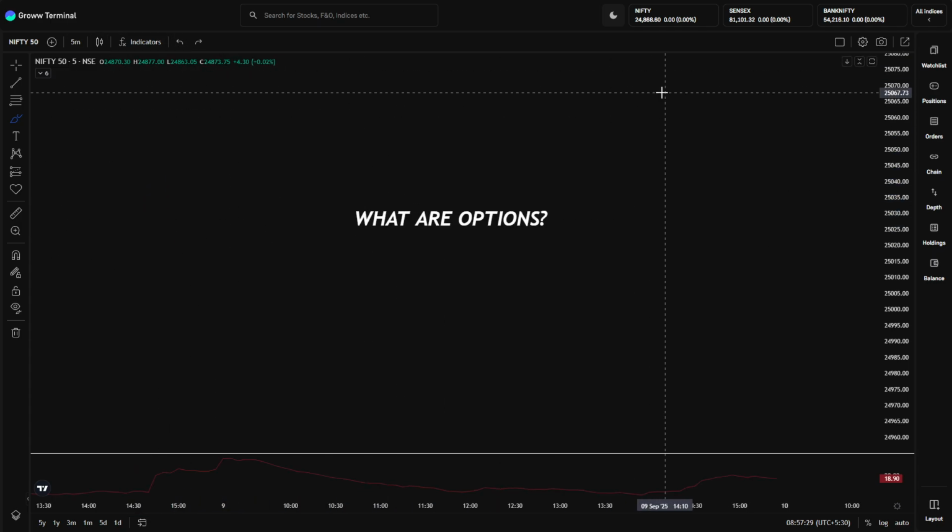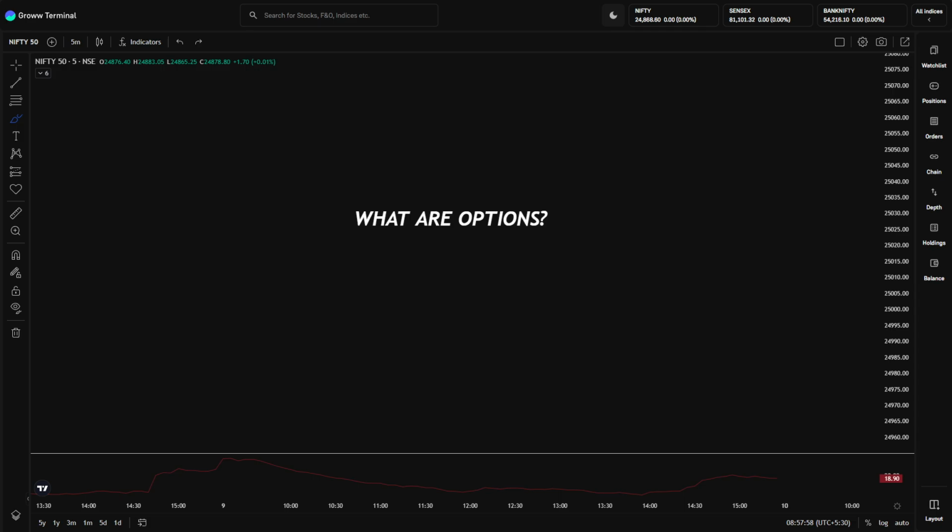So the call option is the right to buy at a fixed price, and the put option is the right to sell at a fixed price. And the fixed price is the strike price. And unlike shares, options have an expiry date. In India, index options expire weekly, monthly, quarterly, and yearly, while most stock options expire monthly and beyond, up to about 3 more months.